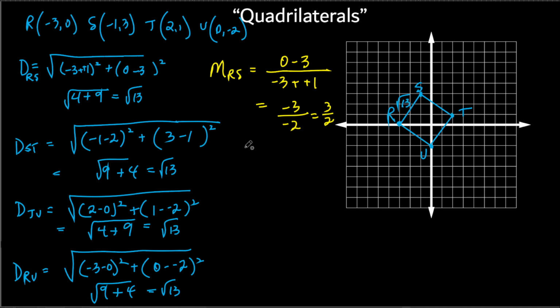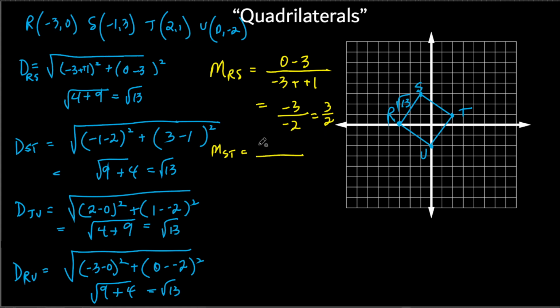TU should be the same. Okay, we're going to go in the same order as we did these, okay? So let's do the slope of ST. And let's see what that is. Now, if they are perpendicular, what do you think? Let's think ahead a little bit. What do you think the slope of ST should be if RS was positive 3 over 2? It should be negative 2 over 3 if they're perpendicular. Let's see if they are, okay? I'm excited. Okay, here we go.